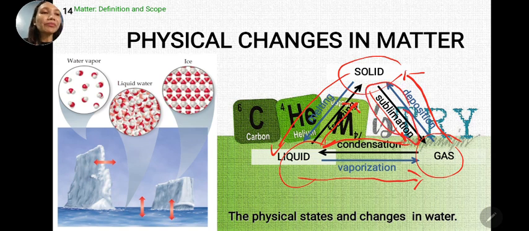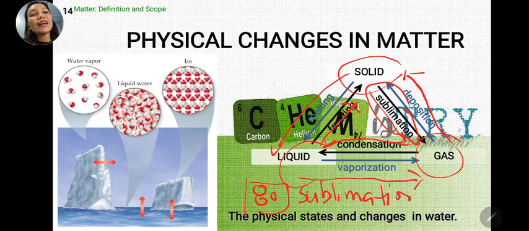Isang example ng sublimation, bibigay ko lang sa inyo para medyo maintindihan nyo. If you can recall yung mga naphthalene balls or yung mga mapuputing bilog-bilog na nilalagay natin sa cabinet. Di ba pag nilagay natin doon, after a period of time, nauubos siya. So, from solid state, nag-undergo siya ng sublimation, nagiging gaseous state yung mga naphthalene balls na ginagamit natin sa cabinet natin. Okay? Isang example yun ng physical change sa matter.